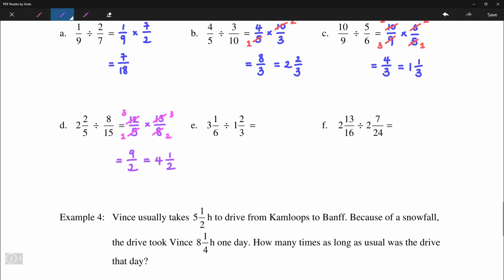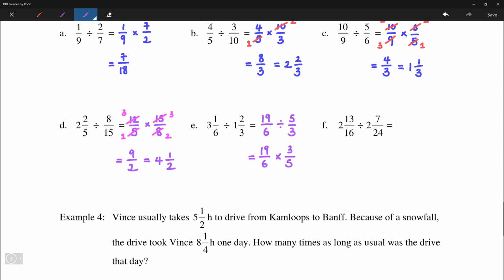3 times 6 is 18. 18 plus 1 gives us 19 over 6. And then divided by, let's see here, 1 times 3 is 3. 3 plus 2 is 5. So this would be 5 over 3. And then we will multiply by the reciprocal. So this would be 19 over 6 times 3 over 5.